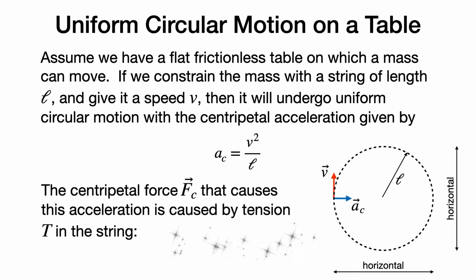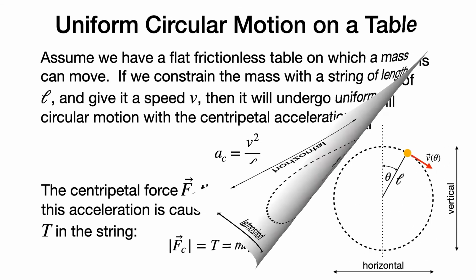Now, the centripetal force that causes this acceleration will be caused by tension in the string. And we can easily use Newton's laws of motion to tell us that the net force caused by tension in the string is mass times acceleration. And we know that the acceleration is v squared over L. And so this tells us what the tension in the string is.